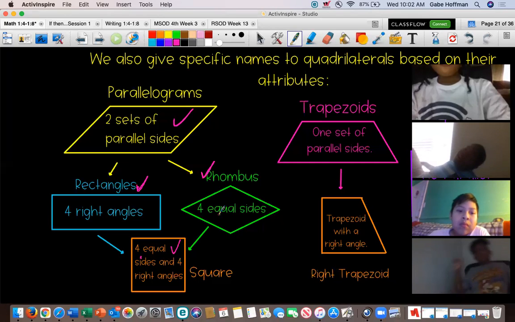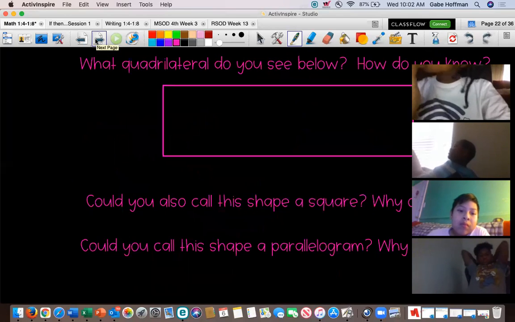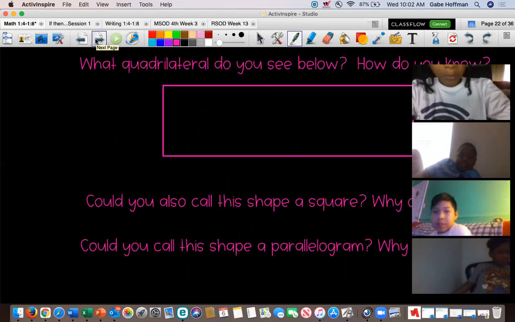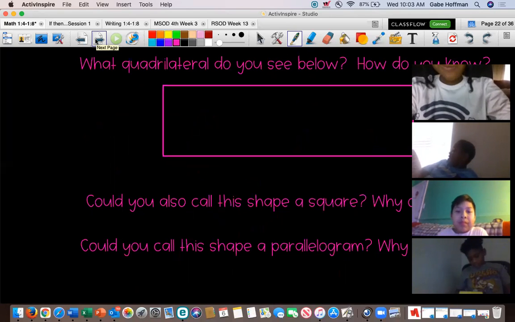So here's where things get a little tricky. Let's look at this one, all right? This is where I want your whiteboards out. I want you to write down on your whiteboard. I'm going to give you 30 seconds, and then I'm going to ask you to show me the whiteboard.